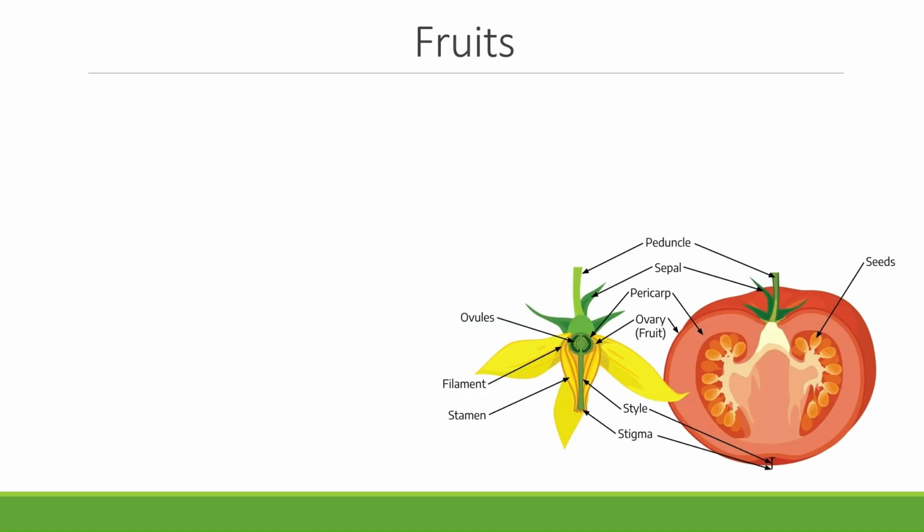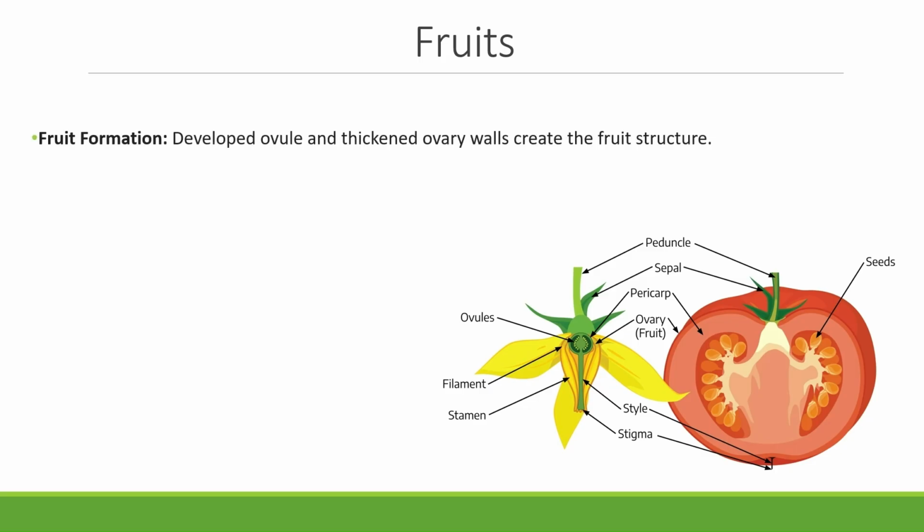After double fertilization has taken place inside the ovule, the next major step is the development of the fruit. The fruit forms from two parts of the flower that we examined earlier: the developed ovule, which becomes the seed or seeds, and the thickened ovary walls, which expand and mature into the fruit structure itself. This process begins right after fertilization when hormones trigger rapid cell division and expansion in the ovary wall.